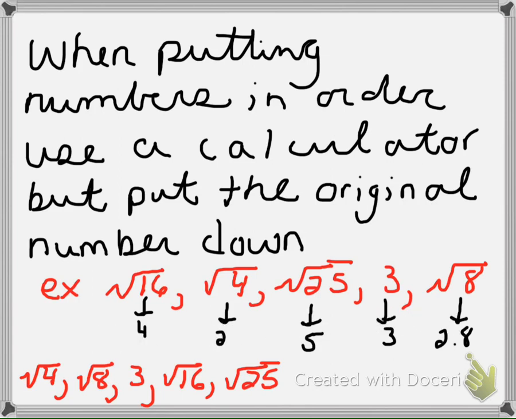But notice that when I write my answers down, I put them back in the form that they were originally. So I told you the smallest number was this one. Notice that I wrote it as the square root of 4. I didn't put 2 there. And then the next one was this, because it's about 2.8. So I wrote the square root of 8 there. And then, of course, 3 comes next, square root of 16, square root of 25.